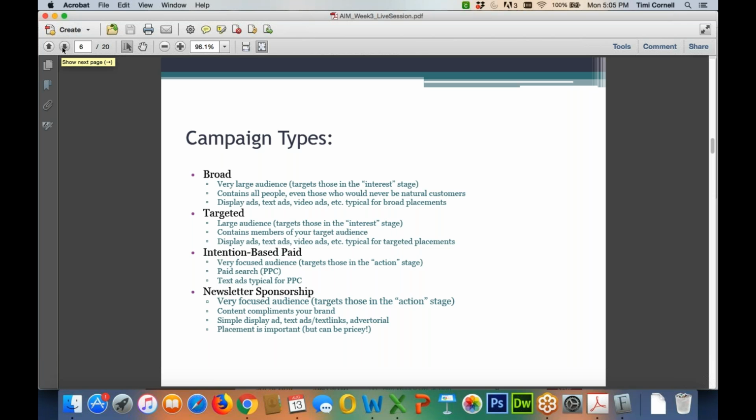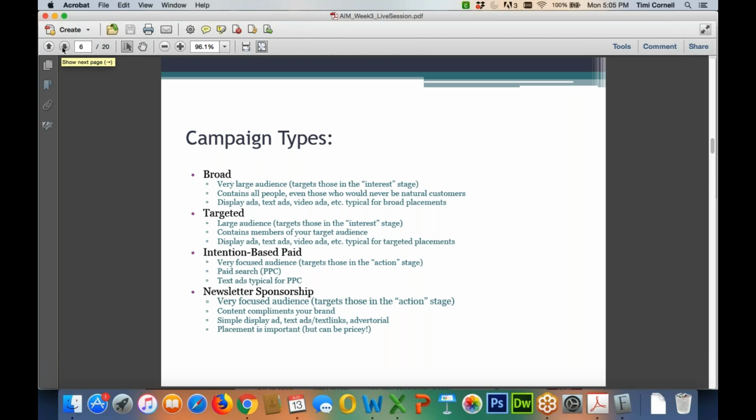But that would be kind of stretching it, because these campaigns, especially with display ads and other forms of advertising besides paid search, typically have much lower conversion rates. And keep in mind, you're targeting people in the interest stage of ADIS, so they're not ready to make a decision yet, so they may not even click.